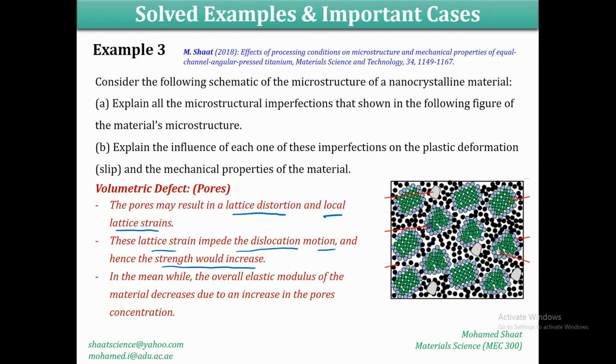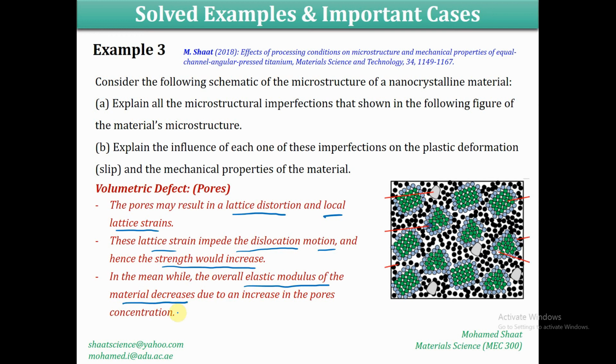The material could be, the strength would be decreased because of another mechanism. But as long as these pores are going to impede the dislocation motion from one grain to the other, this definitely will result in a slight increase in the strength of the material. In the meanwhile, the overall elastic modulus of the material is going to decrease.